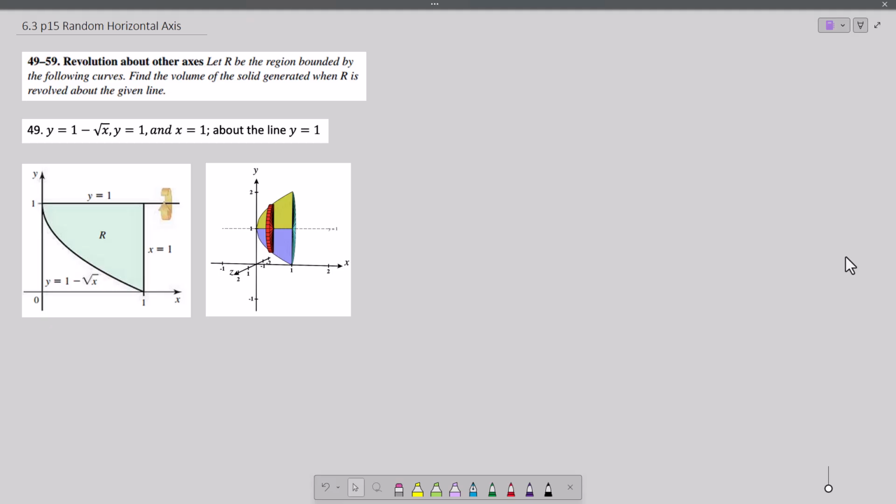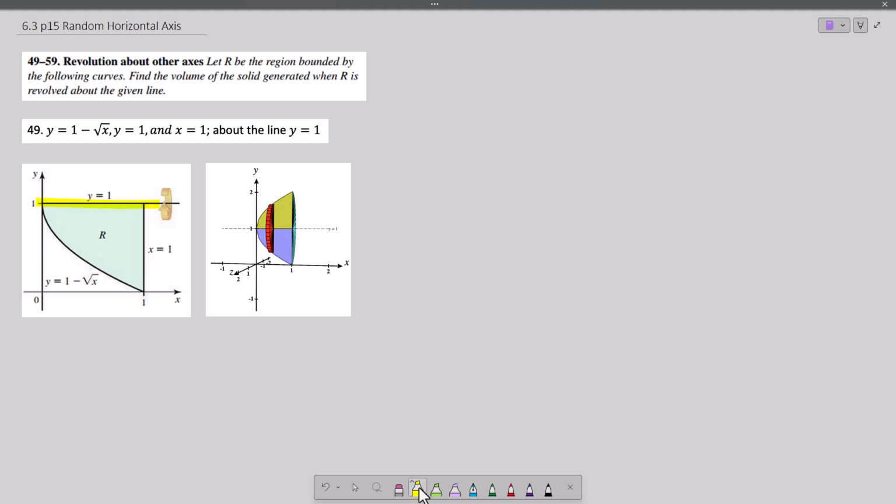So let's take a look at this. So graph of 1 minus root x. Y equals 1 is this horizontal line. X equals 1 is this vertical line. But then they tell us, hey, let's rotate around y equals 1. That's going to be our axis of rotation. So this region is going to spin around that axis. And what are the cross sections going to be?